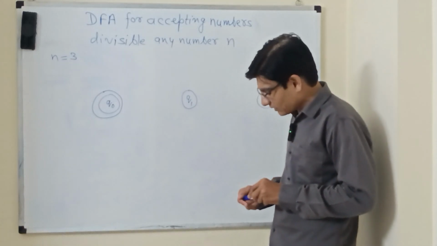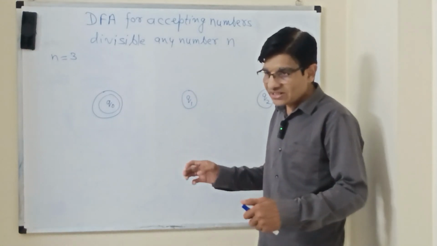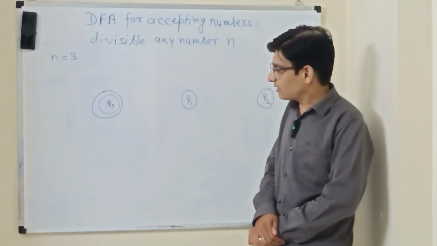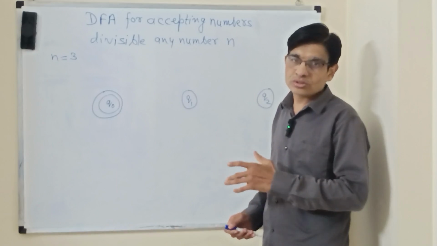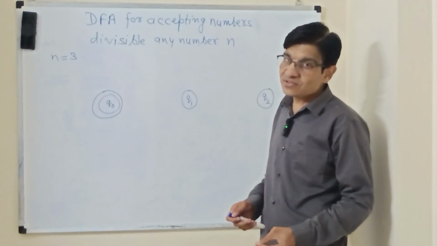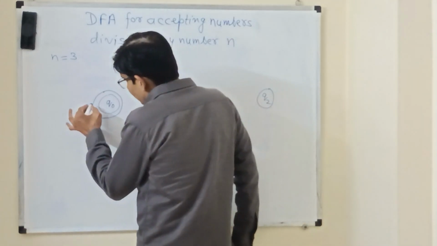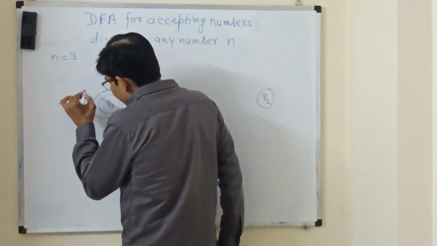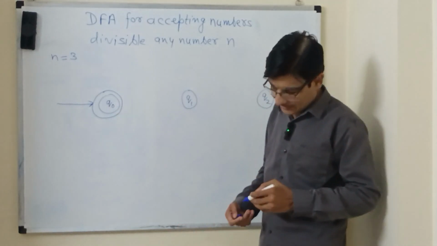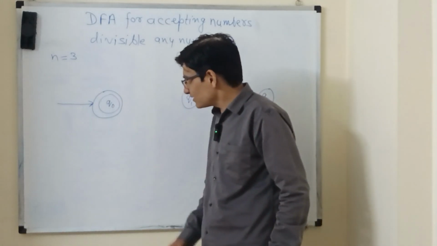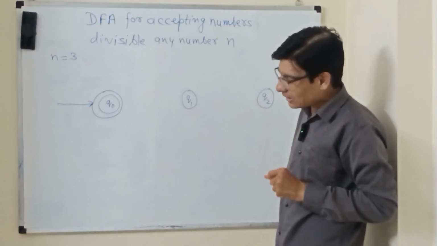One more thing, friends. If we are giving nothing, that means epsilon, then it is also considered divisible by 3. So we need to accept epsilon here. That means our initial state should be the final state. There is one more reason to make q0 a final state. So that would be our final state. Now these two are non-final states.